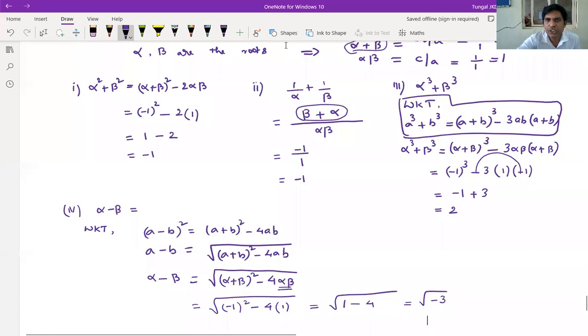Wait for 1 minute. Right, root minus 3. Very good, very good. What is the meaning? WKT. WKT is nothing but we know that. Okay, in the lower classes they may, I think your sirs will use that one. That's why I wrote it. We know that, WKT is nothing but we know that.